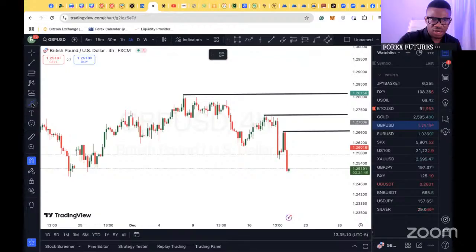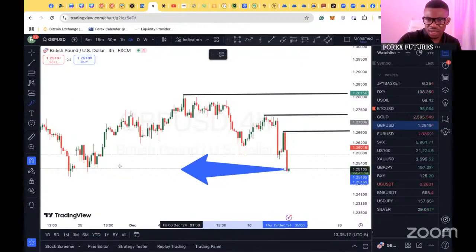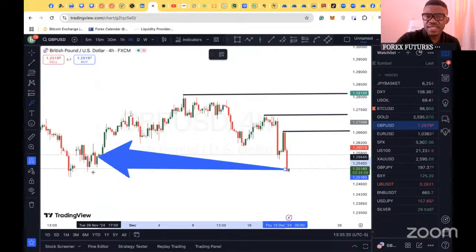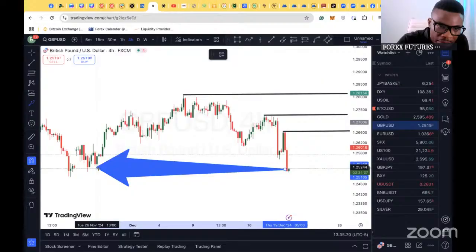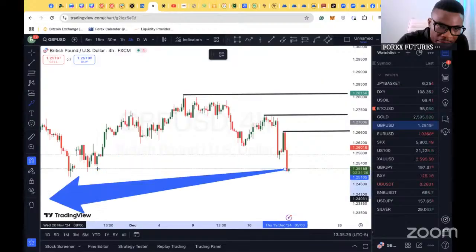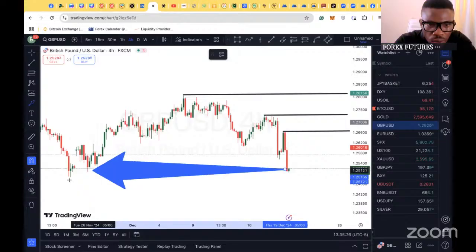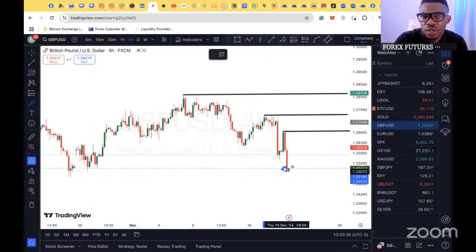You need to look left. Is there any support on the left-hand side? Sometimes you will not find support, so you have to go back to look left. Here we found one support, we'll mark this one. We found another support here, 2, we'll mark it. We found another one here, 3, we'll mark it. So these are 3 support areas that are closest to this current price where we are.